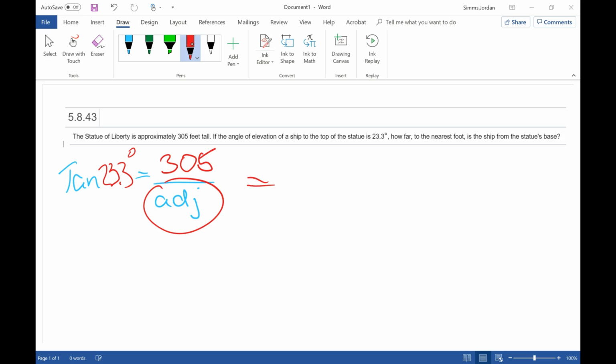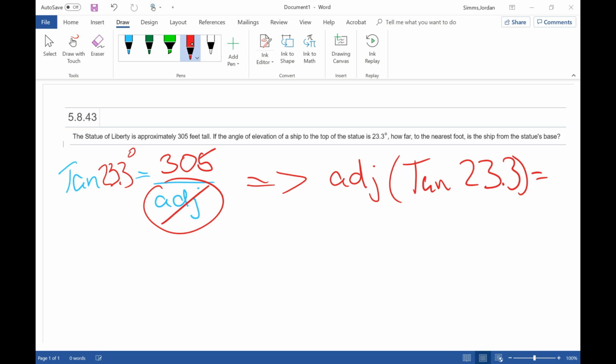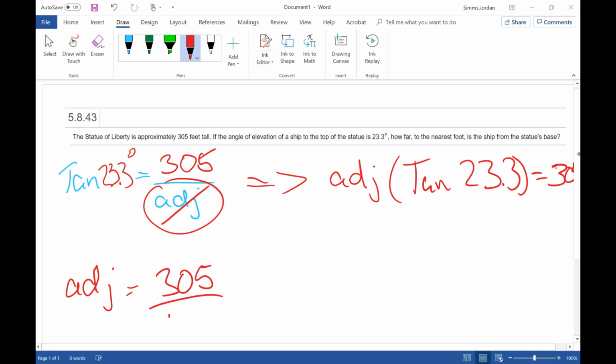So, algebra time. Basically, if I multiply both sides by the adjacent, I would get the adjacent times the tan 23.3, and that's going to equal just 305. I'm running out of room, and then I'll divide both sides by tan 23.3. So the adjacent is going to equal 305 divided by the tangent of 23.3 degrees.